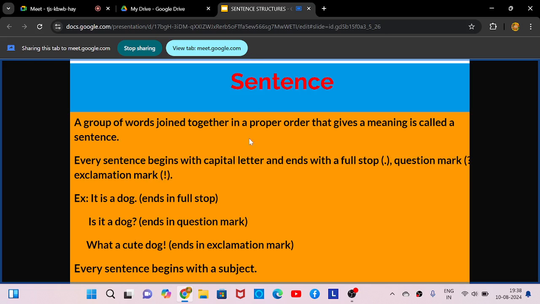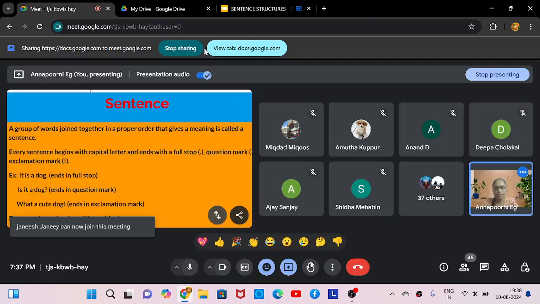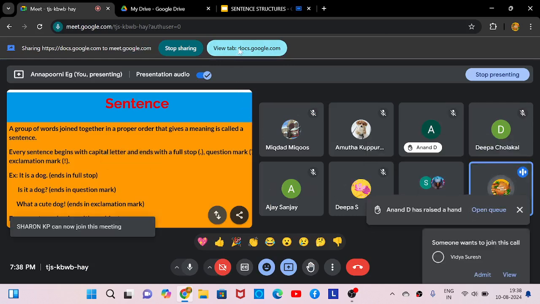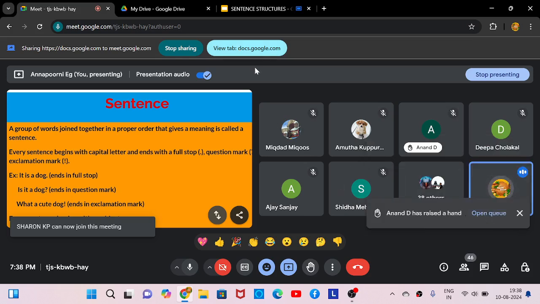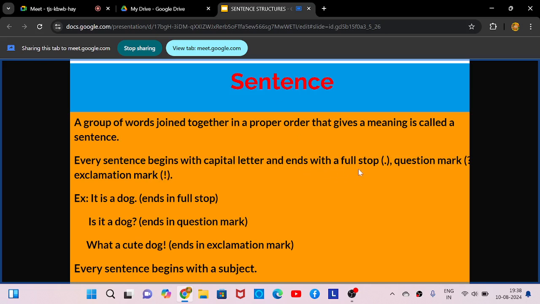So we have some basic rules for sentences. Let's see what those rules are. Every sentence begins with a capital letter and ends with a full stop, question mark or exclamation mark. Whatever the type of sentence, it should always begin with a capital letter. It doesn't matter what the length of the sentence is or what type of sentence it is. Every sentence should begin with a capital letter. And how can it end?